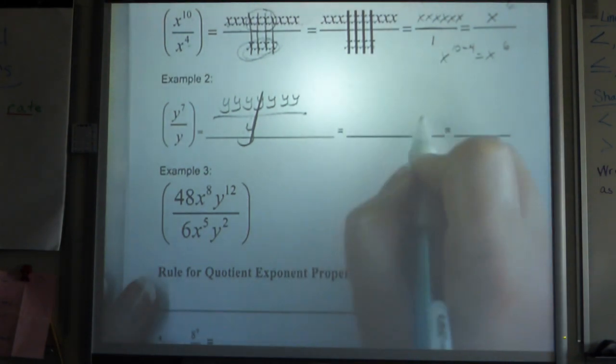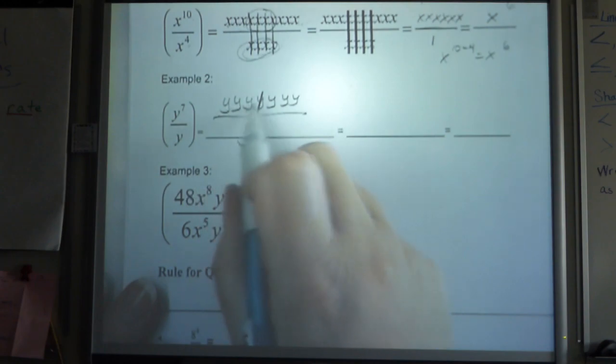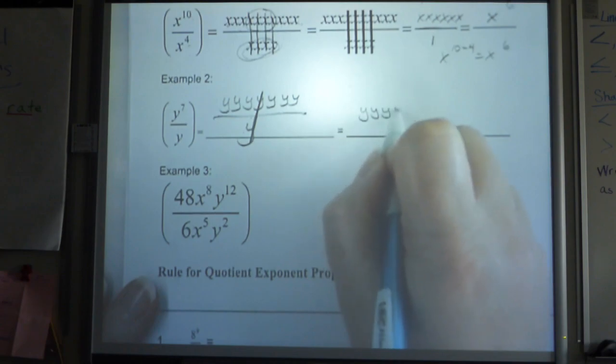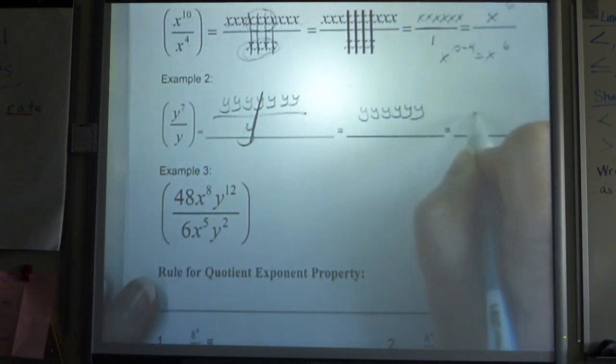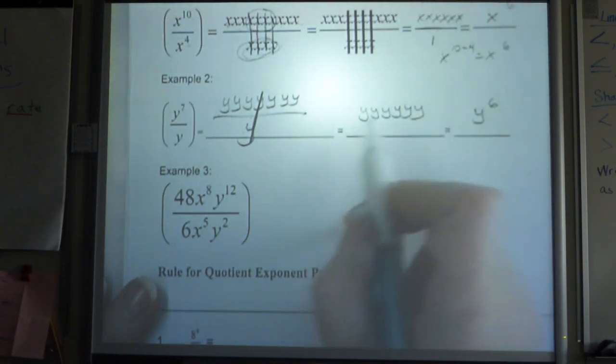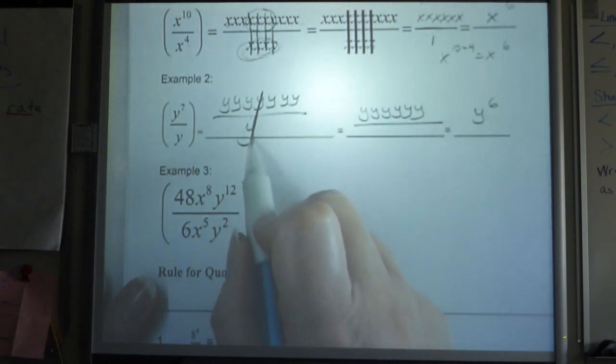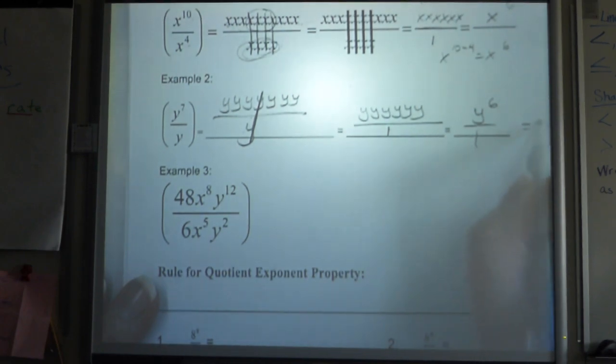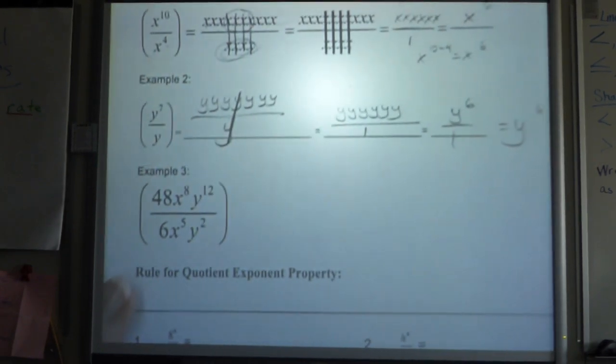So what am I left with in my numerator? Y times y times y times y times y times y. What is that? Y to the 6th. Good. And they all divided by, what was left here? 1. Okay, so I have y to the 6th over 1, or just y to the 6th.